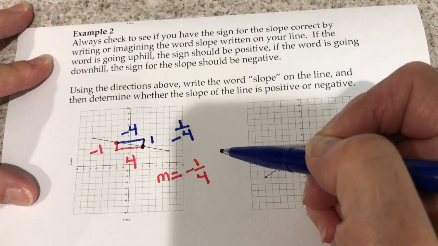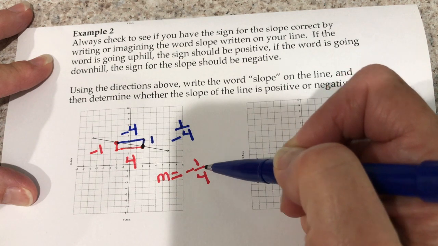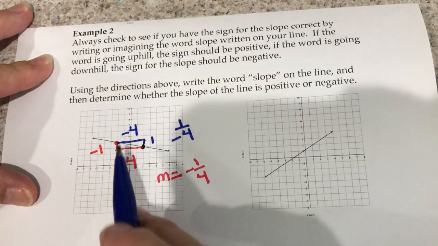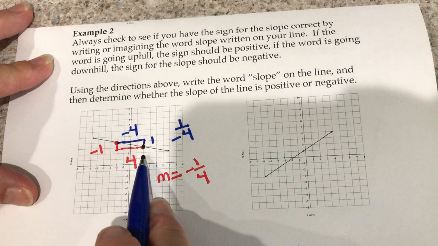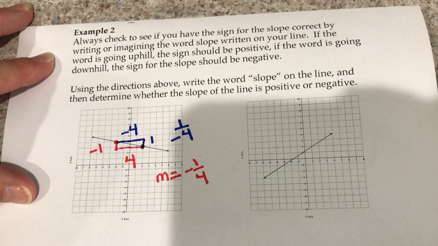And later on, when you're solving algebraic equations, you can decide whether you want the 1 to be negative or the 4 to be negative. But indeed, they are the same slope of the line. Go ahead and try the other examples.